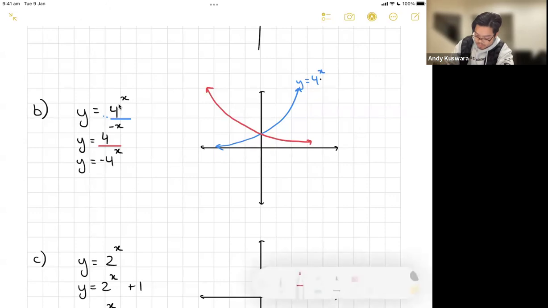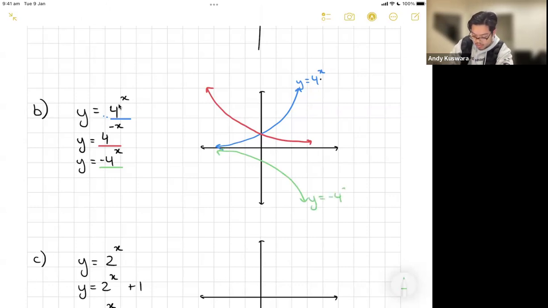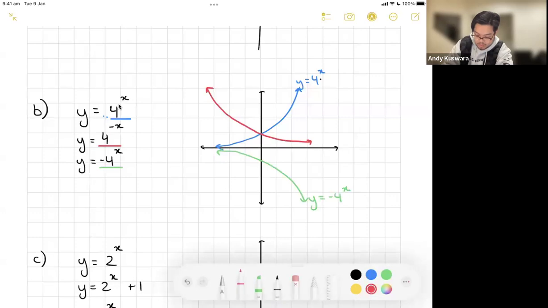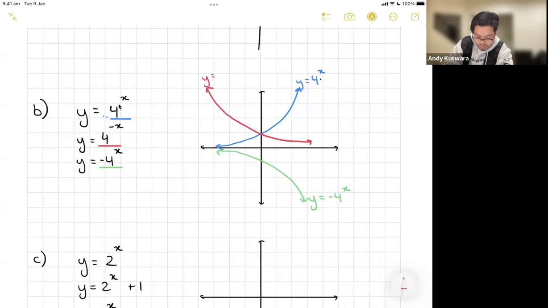And this last one here is if I have a negative base but a positive power, it kind of gives me the hint that I'm going to be going this way here. So y equals negative 4 to the x. And this one here, I forgot to label. It's just like that. Okay. And those would be your three graphs.